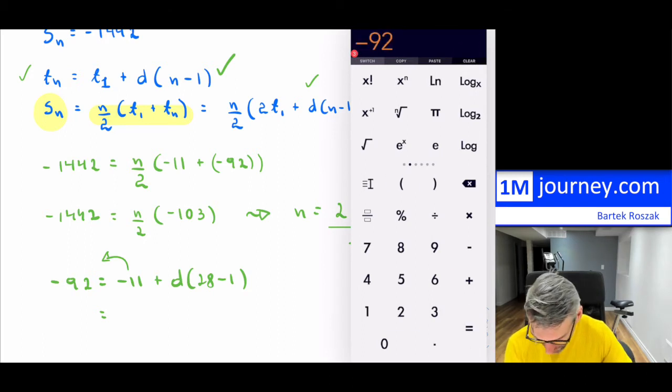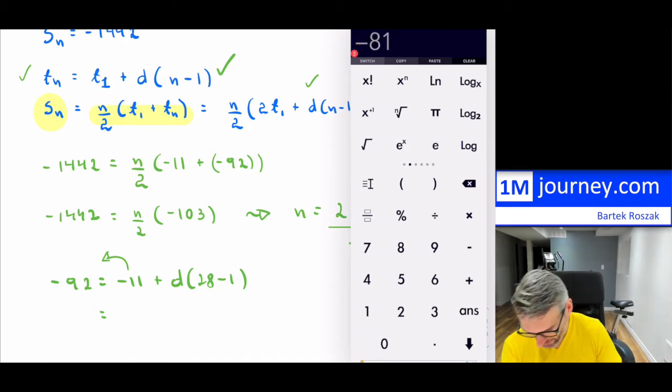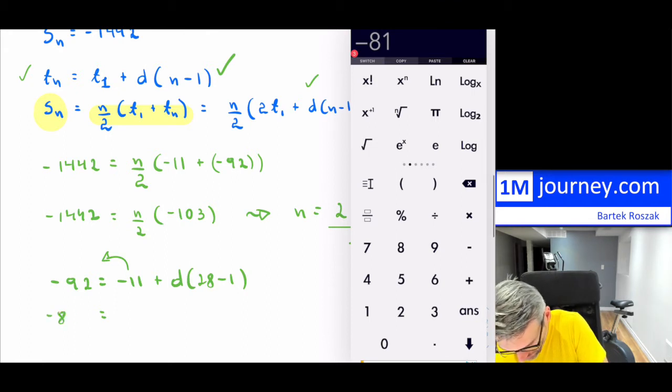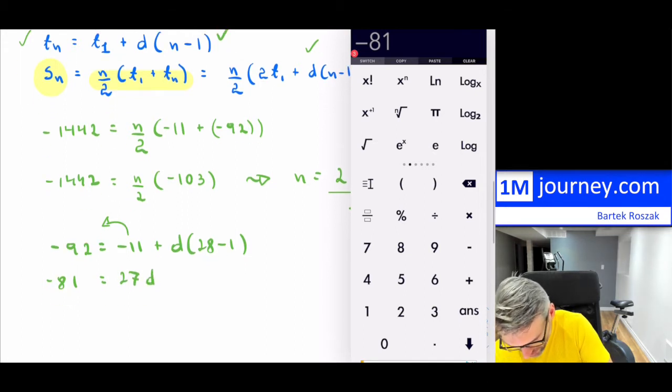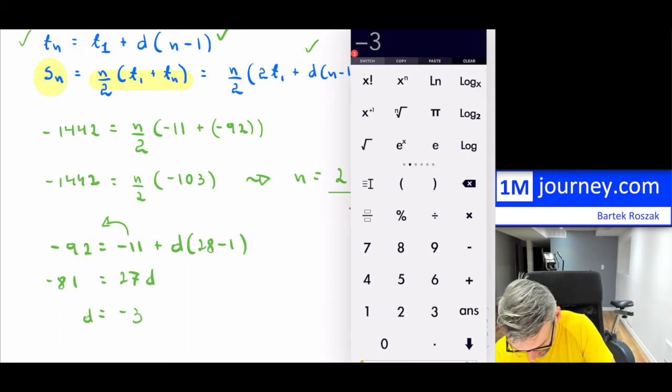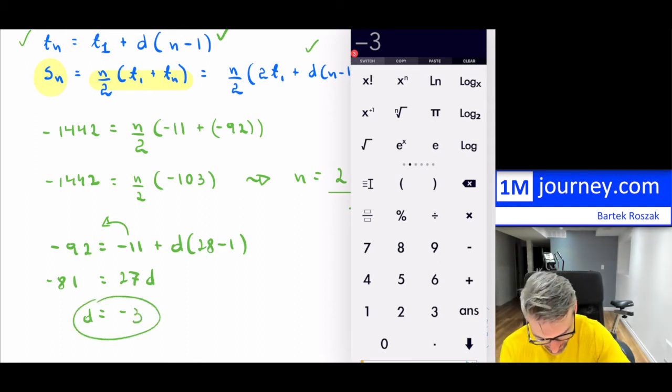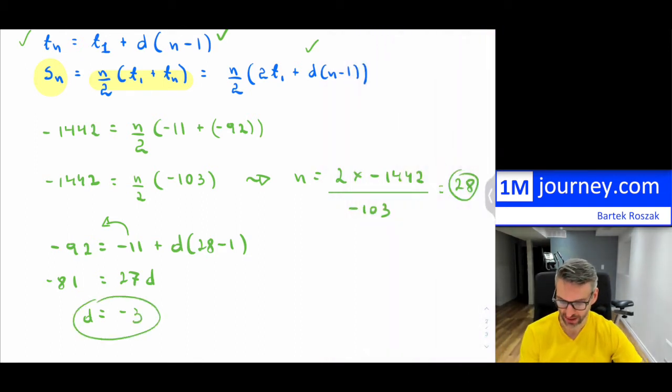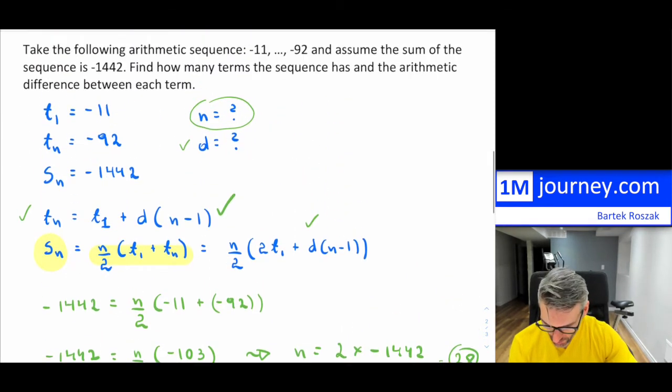So negative 92, so plus, it's going to be 11 because as it switches over, so we have that. And then once you bring that over, you're going to really get 27d, right? So you can divide both sides by 27. So I can take this answer divided by 27, that's negative 3. Okay, so that's your difference. So it is negative, it just keeps decreasing. So there we have it.